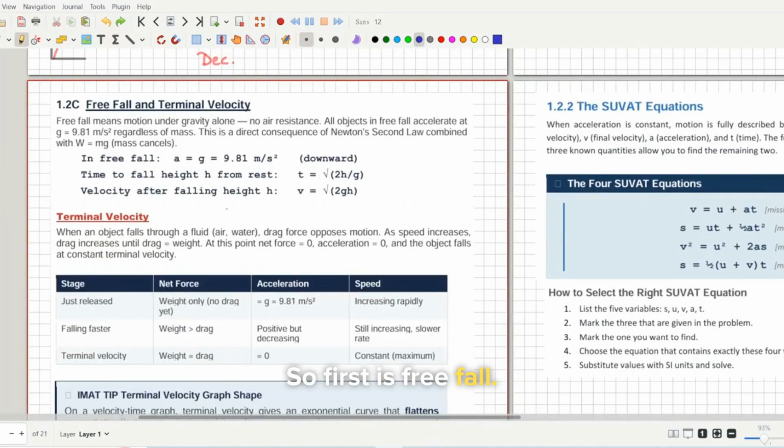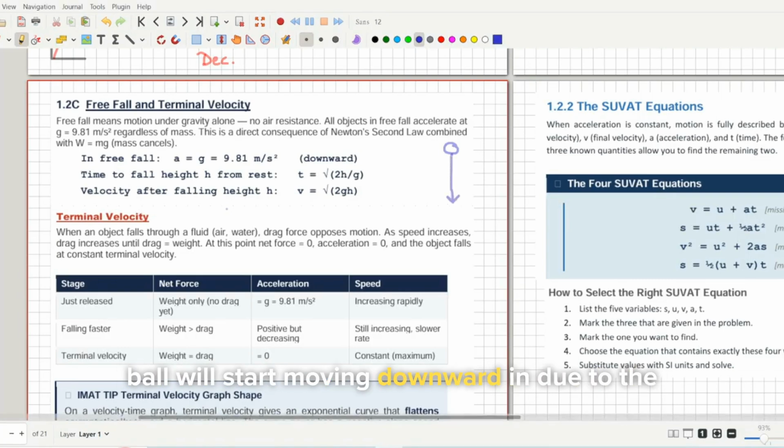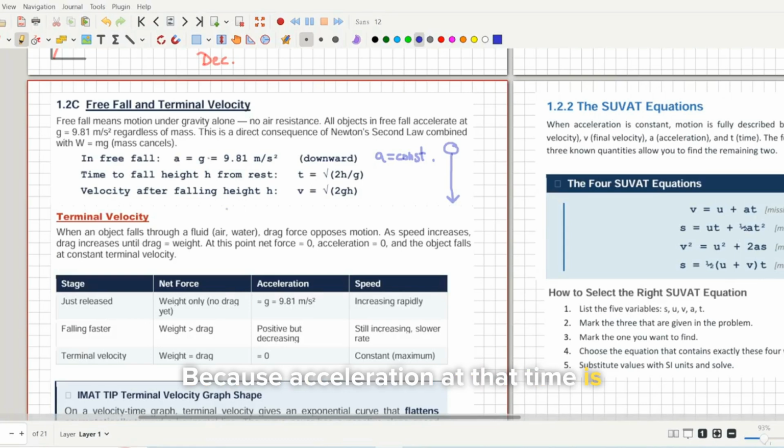So first is free fall. Free fall means, for example, if you have a ball like this and you release the ball in the air, the ball will start moving downward due to the gravity. And all the objects in free fall have constant acceleration. The acceleration is always constant. Why is that? Because acceleration at that time is gravitational acceleration, and it is 9.81 meter per second squared, and it is always constant. So that's why during free fall you can say the acceleration is always constant.